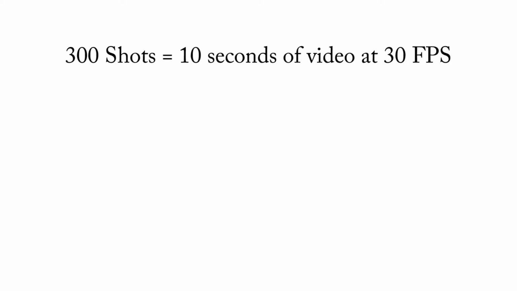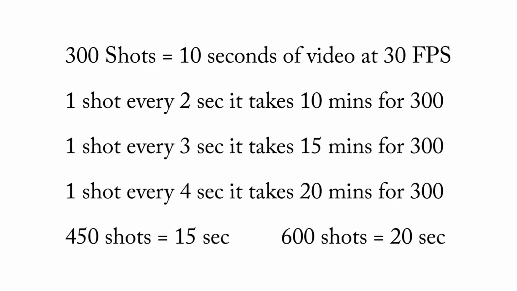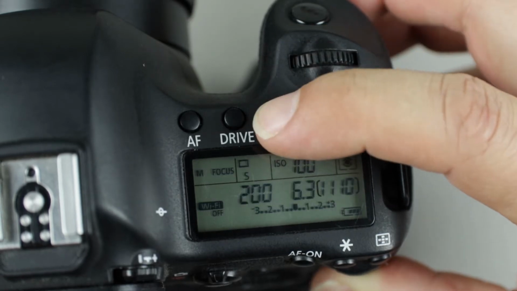I try to get at least 300 shots to make a 10-second time lapse rendered at 30 frames per second. If I fire a shot every 2 seconds for 10 minutes, I'll get 300 shots. If I adjust the time in between the shots, I do the math to see how long I need to shoot for. So depending on the scene, your camera settings will be opposite from each other.